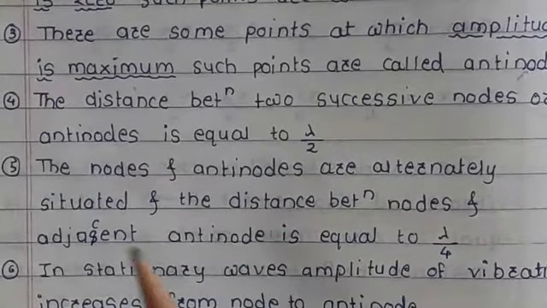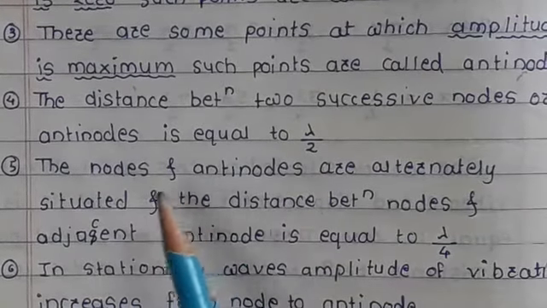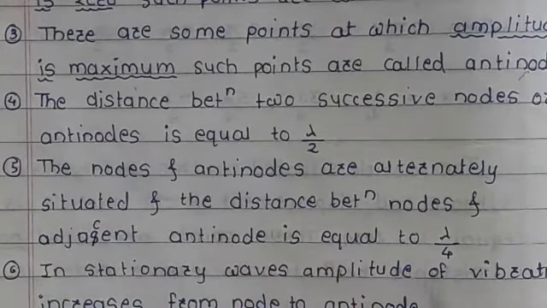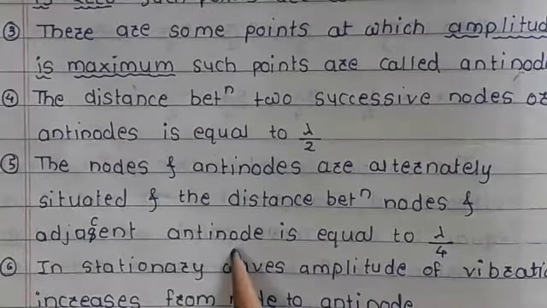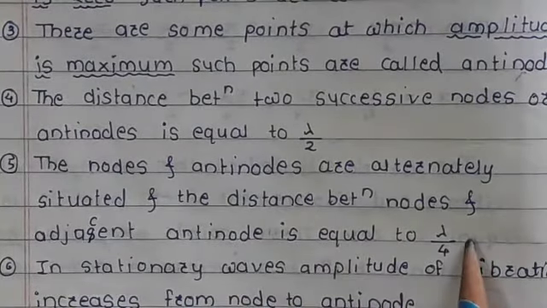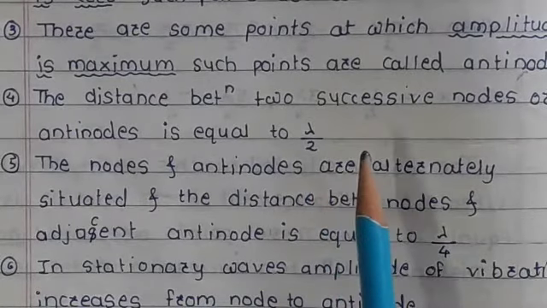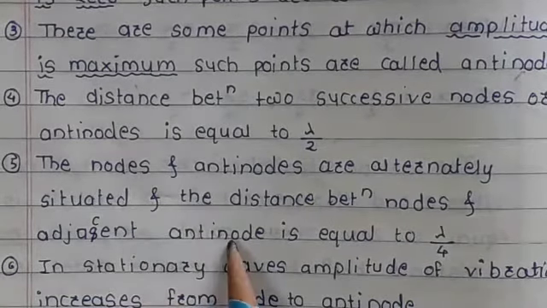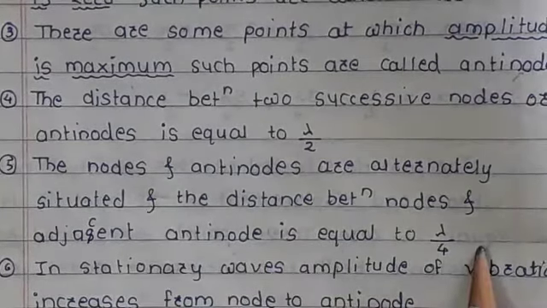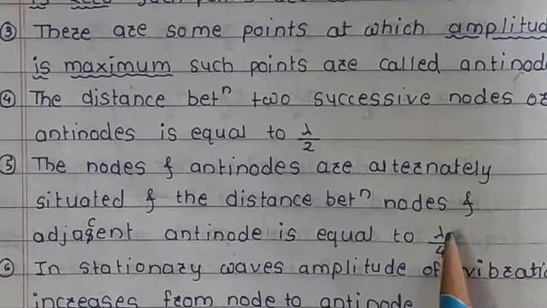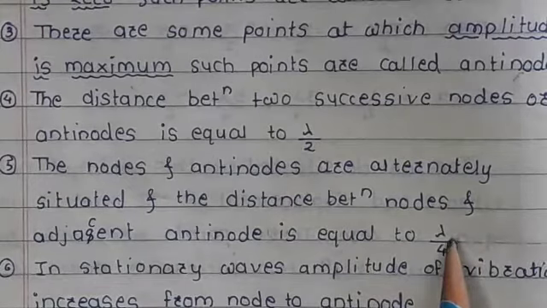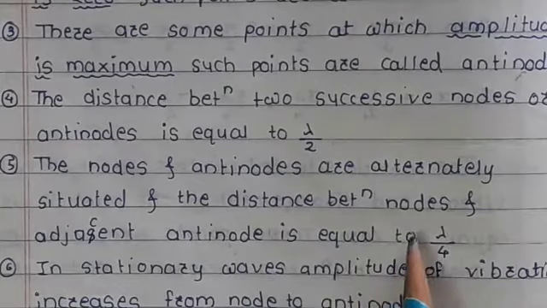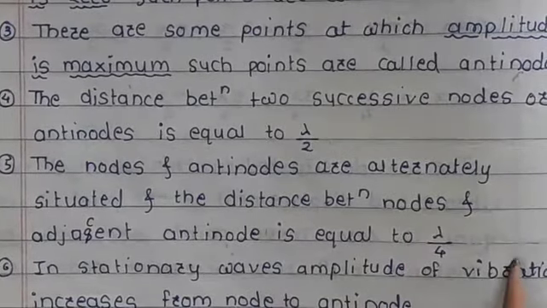When the stationary waves are formed, the nodes and antinodes are alternately produced, and the distance between a node and an adjacent antinode is equal to lambda by 4. Remember, the distance between two successive nodes or antinodes is lambda by 2, but the distance between a node and an adjacent antinode is lambda by 4. You have to use this in numericals also.